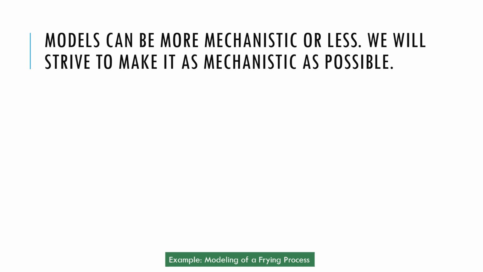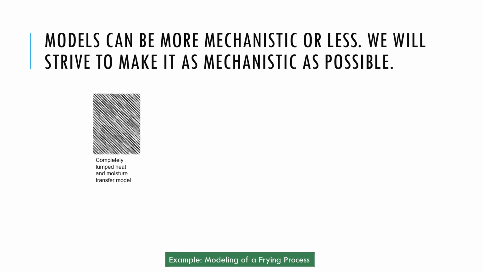So how mechanistic do we want to be? Let's take the example of a frying process and models for frying process. So frying has been modeled as a completely lumped parameter model where heat and moisture transfer is considered lumped, meaning just one temperature and one moisture content as an average moisture content.